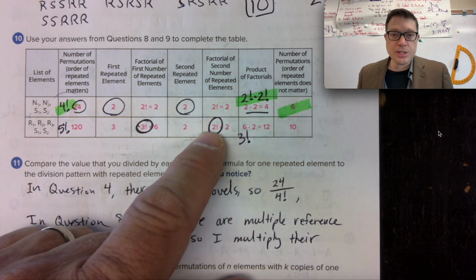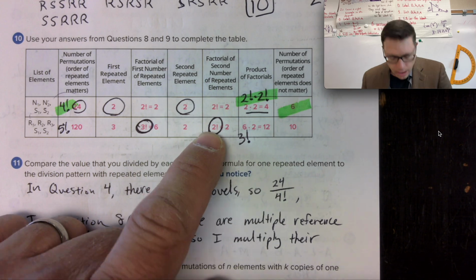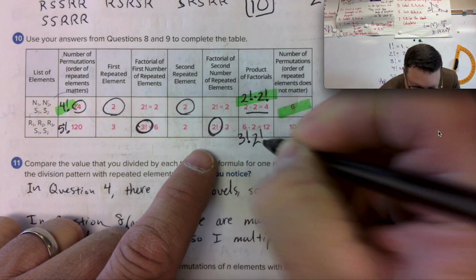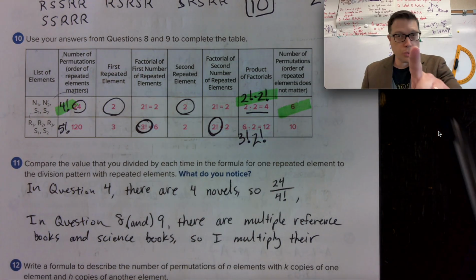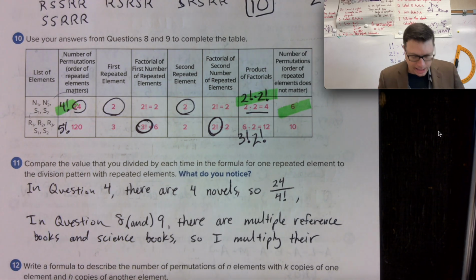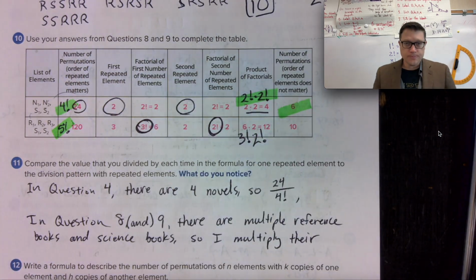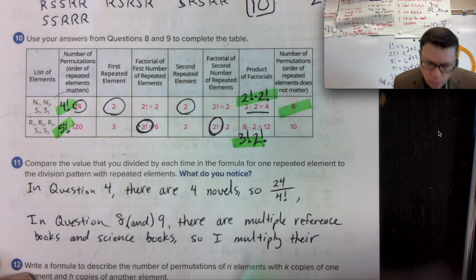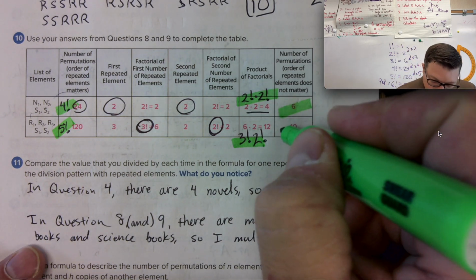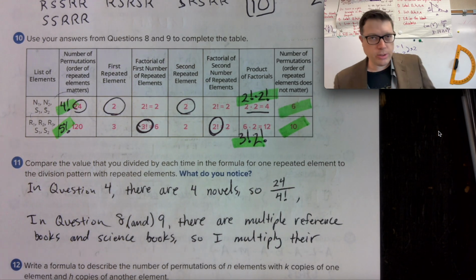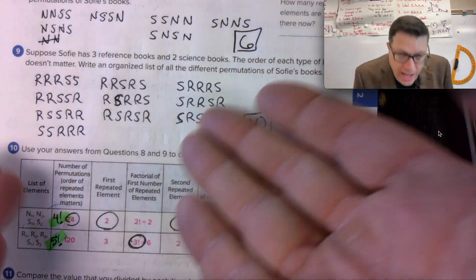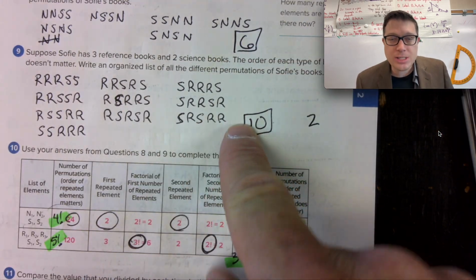This 2 is 2 factorial, which, boring, but it still has to be acknowledged. It is a factorial. So now, how do you take 5 factorial and these 3 factorial, 2 factorial, and get 10? By the way, we know there's 10 because there they are. I listed all 10 of them.